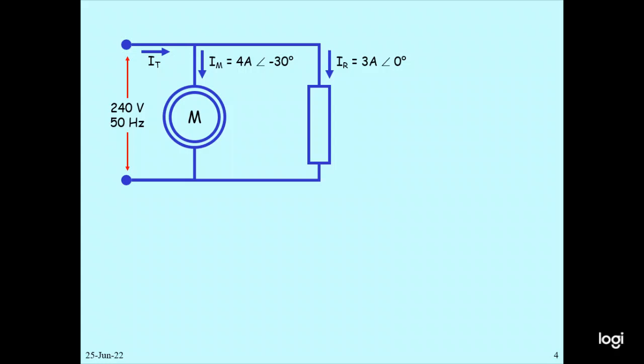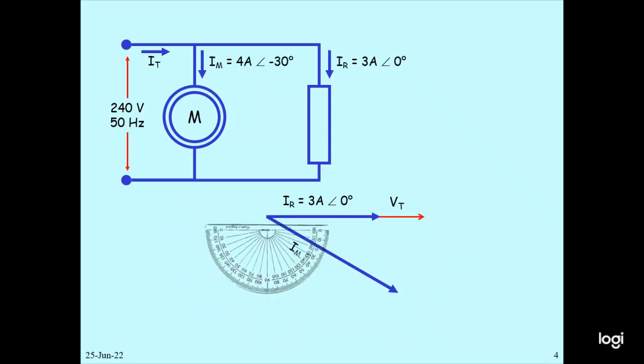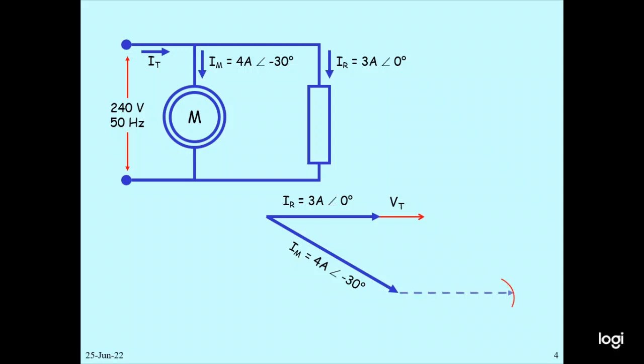And then this is what you can see on the motor. Supply voltage 240 volt, 50 hertz. The motor current is 4 ampere angle minus 30. IL is 3 ampere angle 0. So in this case, VT is as we calculated. So that will be IL is 3 ampere angle 0. And on the protractor we draw it. So that angle with IM, which is 4 ampere angle minus 30.